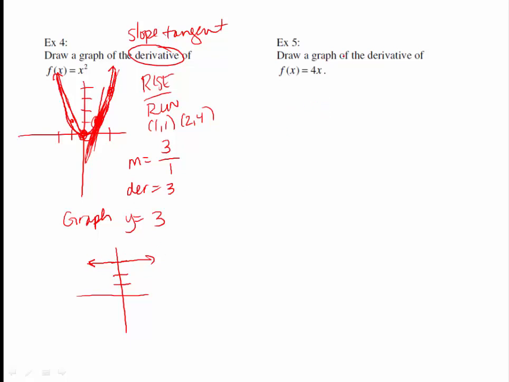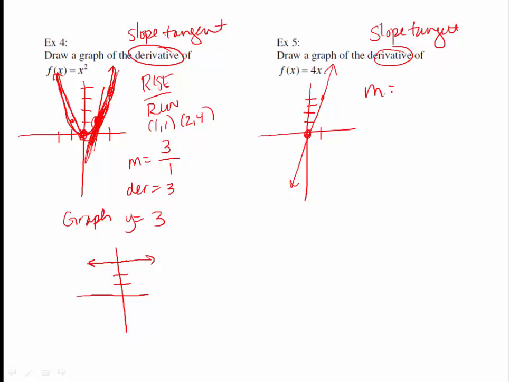Similarly, let's look at this one. Draw a graph of the derivative. First we need to figure out the derivative by finding the slope of our tangent line. So let's first graph 4x. The intercept is at 0, up 4 over 1. Now, how do I find the slope of a straight line? Well, looking right at it, the slope would be 4. So if the slope is 4, that means the derivative is 4. And if the derivative is 4, that means we have to graph the line y equals 4, which is also a constant.